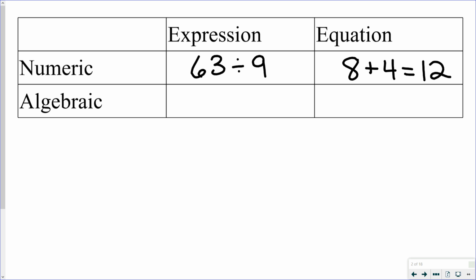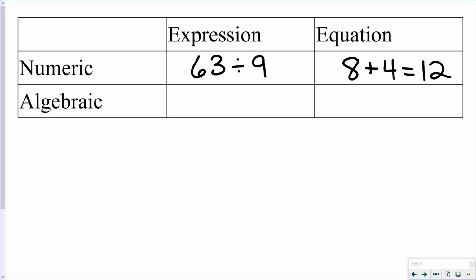To be algebraic, it must use at least one variable. A variable is a lowercase letter of the alphabet that we use to stand in place of a number. One letter of the alphabet that we tend not to use for a variable is the letter O, and we don't use O because it could look like a 0. Another letter we have to be careful with is the letter L. Usually if we use L as a variable, we use the cursive version of the L. That way it doesn't look like a 1.